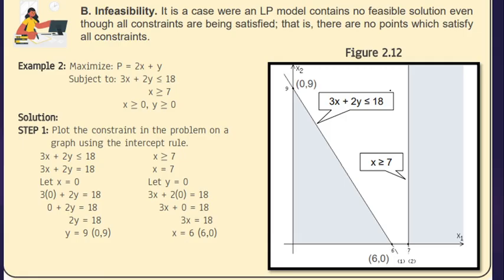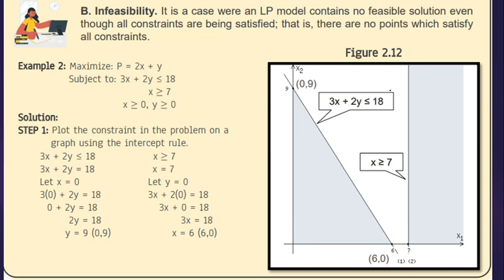Next, class, the special cases in linear programming problems, involving infeasibility. Infeasibility is a case where the linear programming model contains no feasible region.